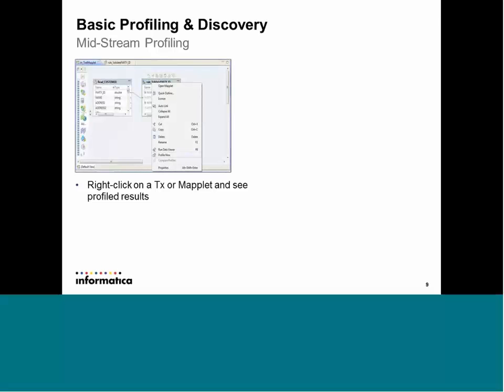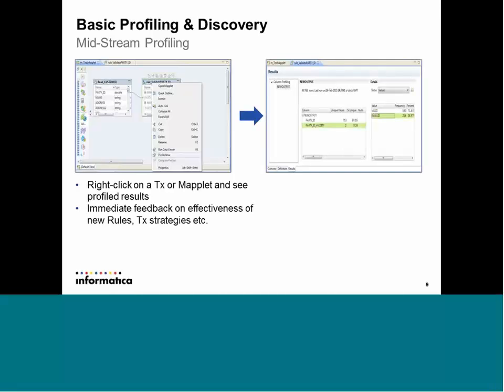Back in the developer, one of the other useful items that I mentioned was midstream profiling. During the development of a mapping, you can right-click on any transformation or maplet and see the profile results. So if, for example, you're adding a standardizer and you want to see if it is producing the output that you want, rather than finish the mapping and run it and then profile the target, you can just do that at the transformation level. It'll give you immediate feedback, and then you can either continue on with your mapping because you're happy with the results, or go back and tweak that particular transformation or maplet to achieve the results that you want.